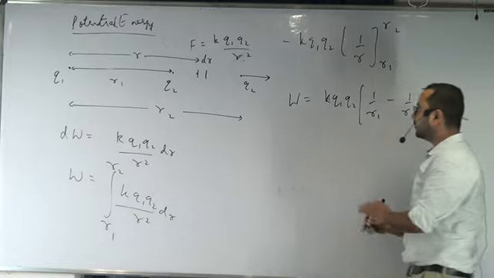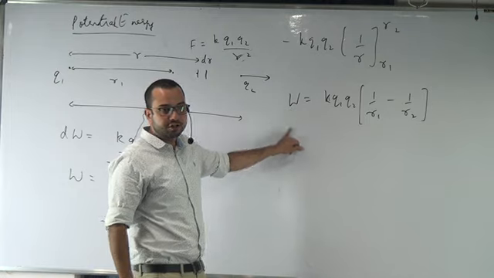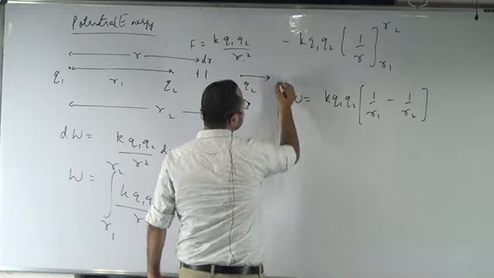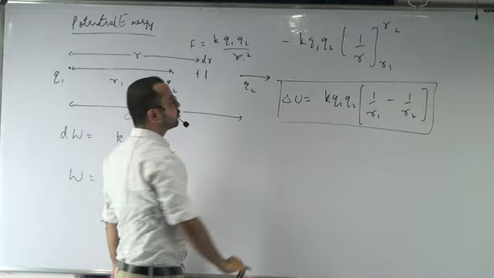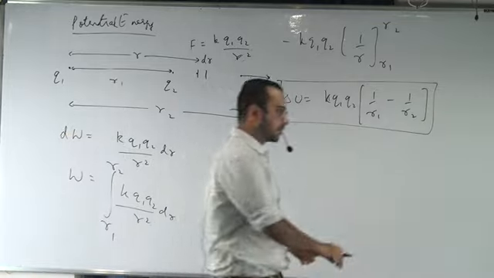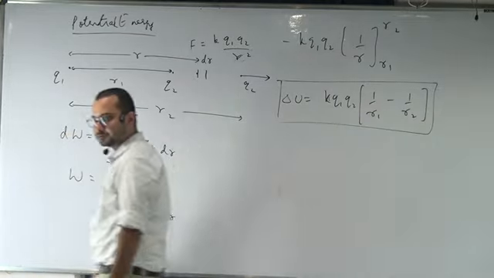And that is how we define the change in potential energy, the work done by the internal conservative force. So I can also write it as the change in potential energy is k q1 q2 times 1 by r1 minus 1 by r2. Is that correct? Can I rub this part off?